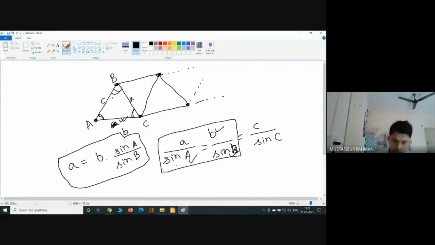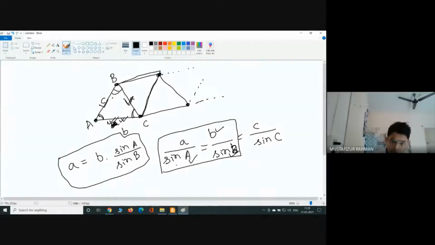What we are doing here, we are measuring all the angles and we are only measuring the first line, or one line, here. So if we do that, we can find out what is the a side, what is the c side. Then we can increase the triangle in this way.